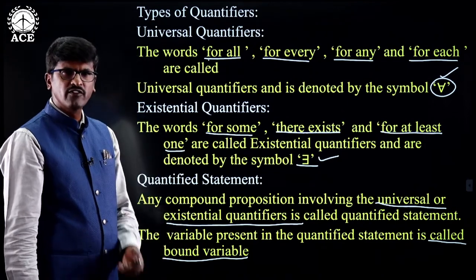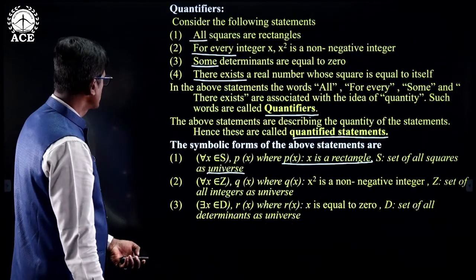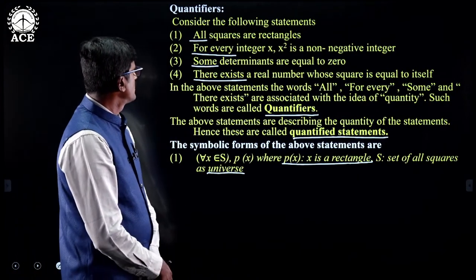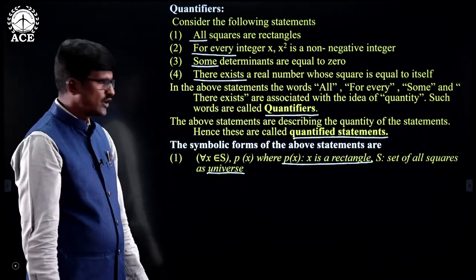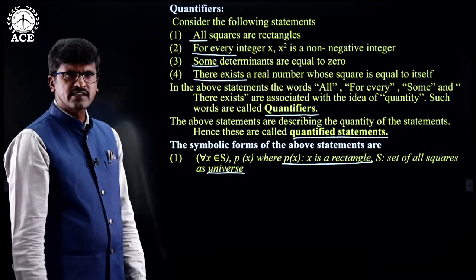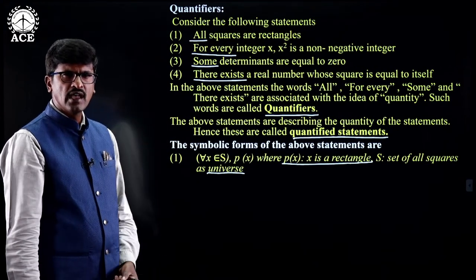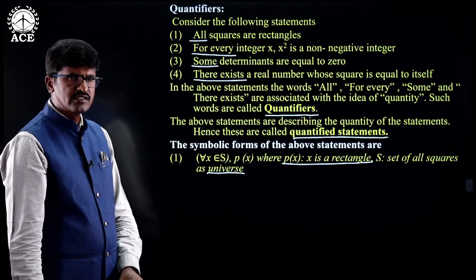Now we'll see the symbolic forms of the examples which I have taken just now. These are all the examples. Now we'll see the symbolic forms of these quantified statements. In every quantified statement, there will be an open statement, there will be a universe, and there will be the quantifier. It may be a universal quantifier or an existential quantifier.